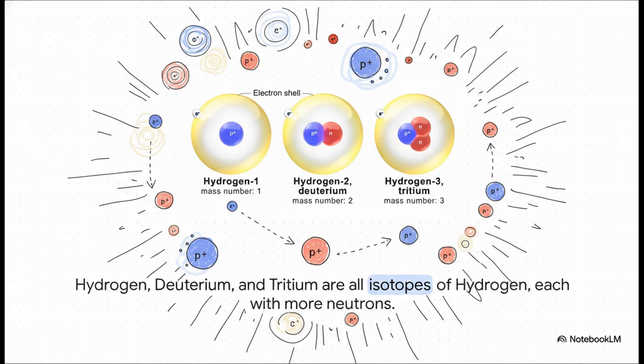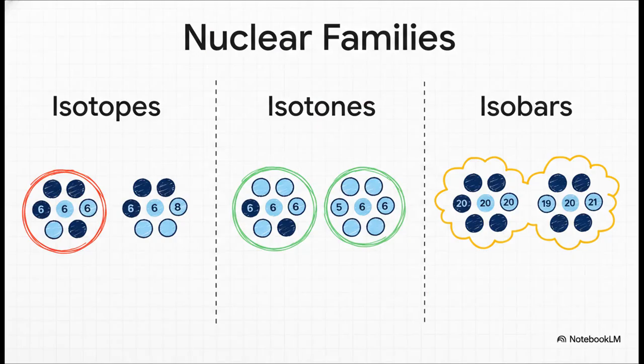They are all still chemically hydrogen. They just get a little bit heavier each time. This whole idea of shared properties helps us categorize what you could call different nuclear families. So we have isotopes, which share the same number of protons, but you can also group atoms that have the same number of neutrons. We call those isotones. And you can even group them by their total mass, which would be protons plus neutrons. Those are called isobars. Kind of neat, right?